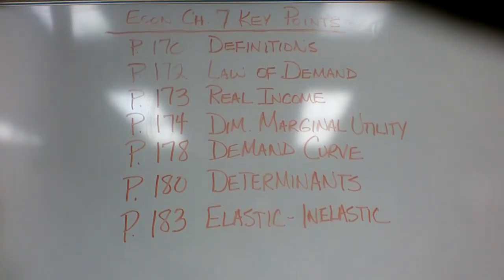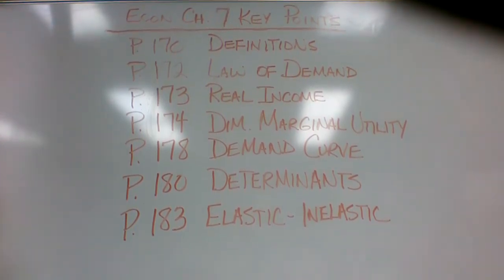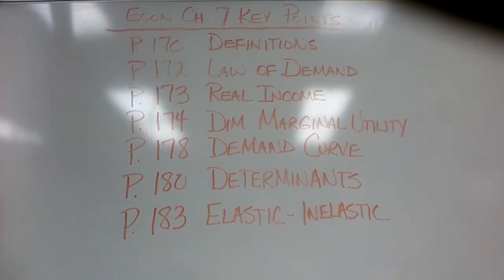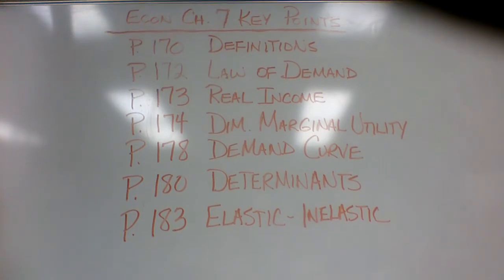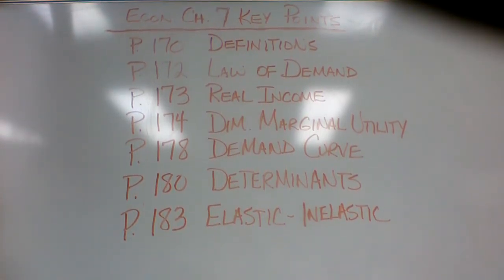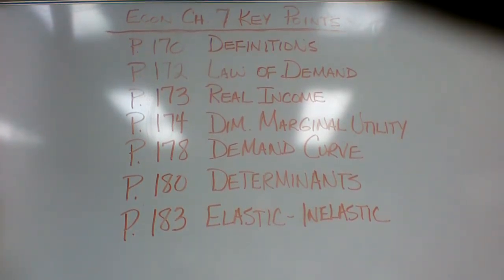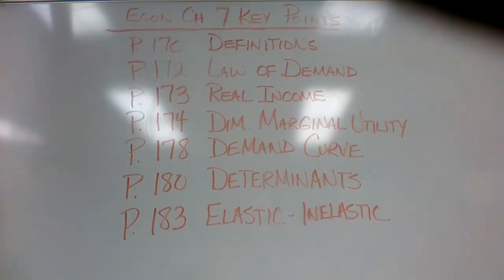There is an inverse relationship between price and quantity demanded. If the price goes up, the quantity demanded goes down, and vice versa. On page 173, real income effect and substitution effect.